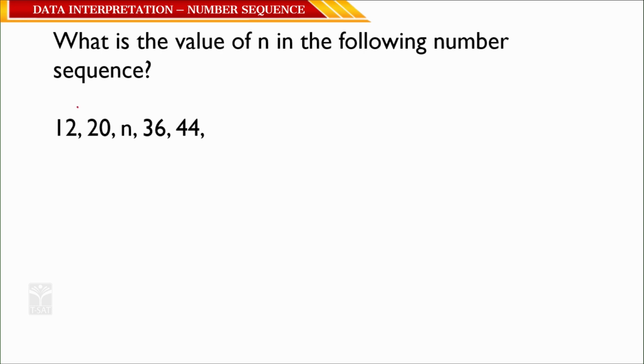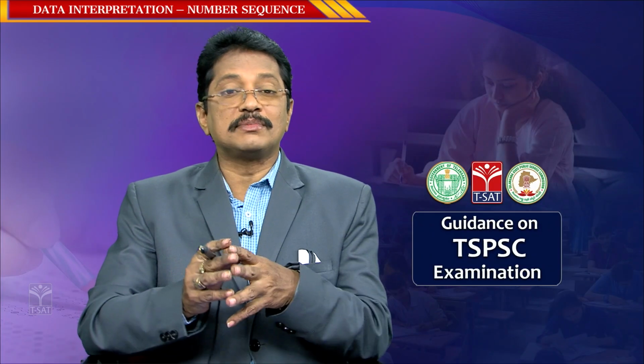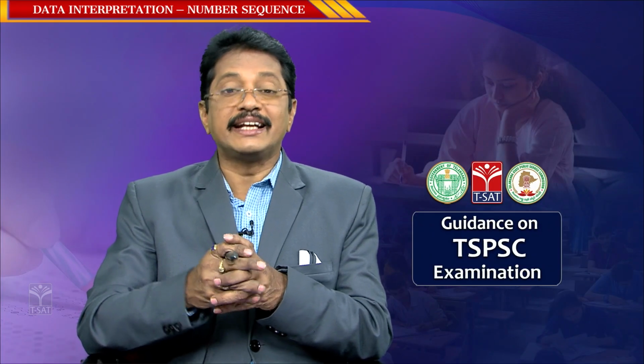The difference between 12 and 20 is 8. 36 and 44 is also 8. Obviously, the difference between 20 and n should be 8, so 20 plus 8 is 28, correct. 28 plus 8 is 36, correct. So what is the value of n? n is 28, correct. Like this you can find a missing number or missing value in a sequence.